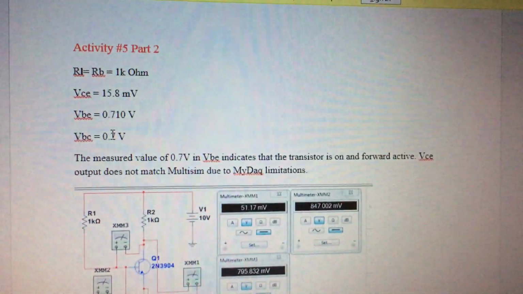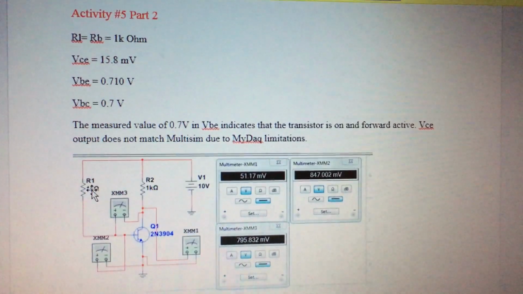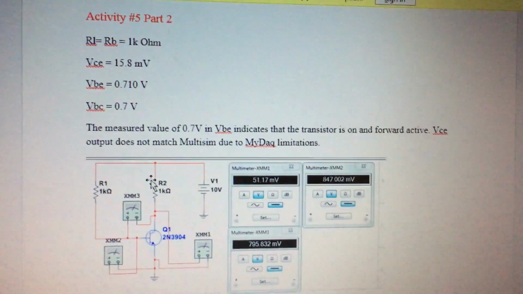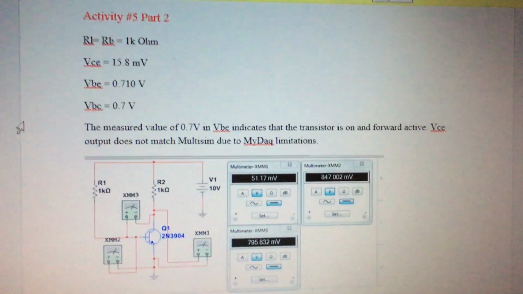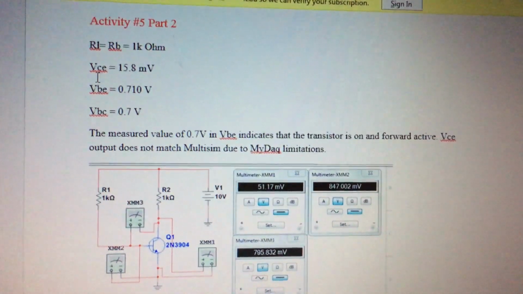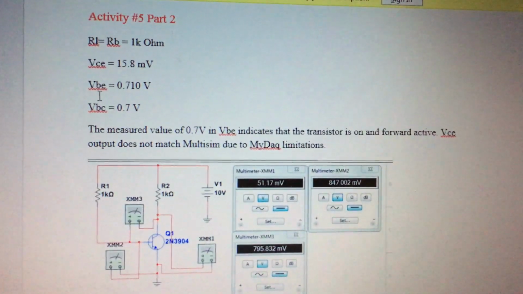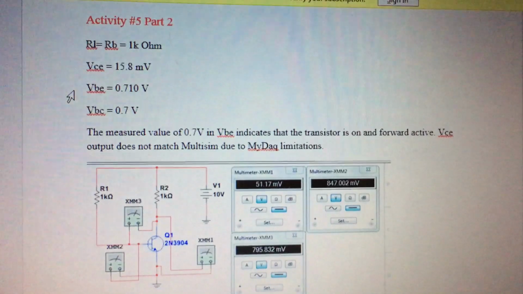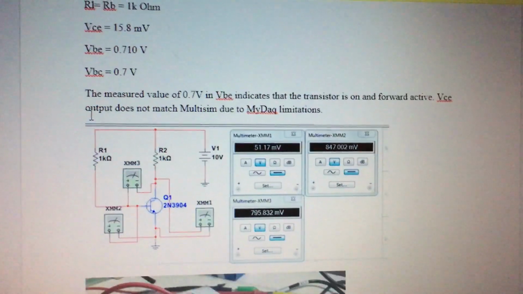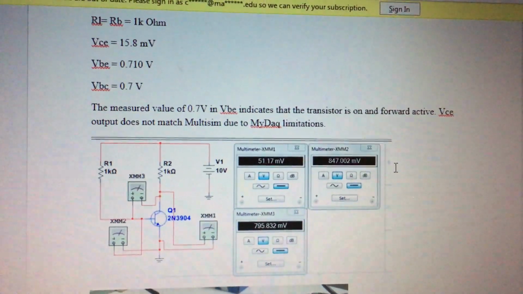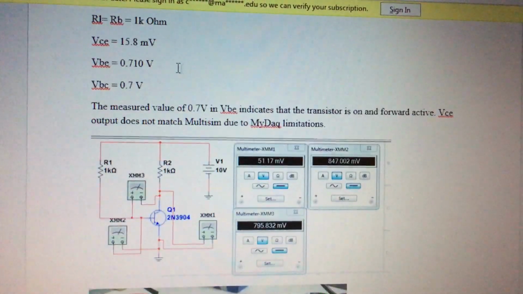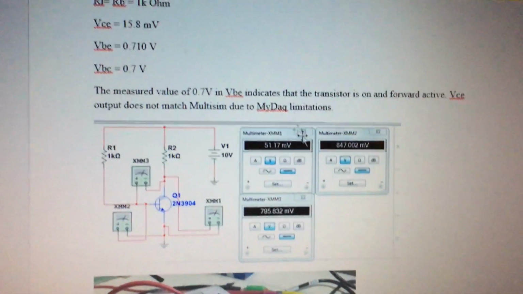Okay, here we get part 2. The base resistor and the load resistor are both at 1 kilo ohm. Here the measurements we read are collector-emitter voltage at 15.8 millivolts, base-emitter voltage at 0.710 volts, base-collector voltage at 0.7 volts. A measured value of 0.7 in the base-emitter indicates that the transistor is forward active, and the collector-emitter does not match Multisim because of MyDAC limitations again.